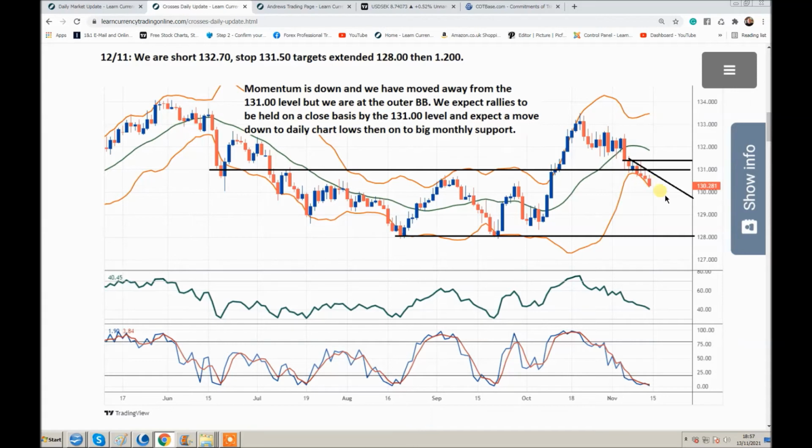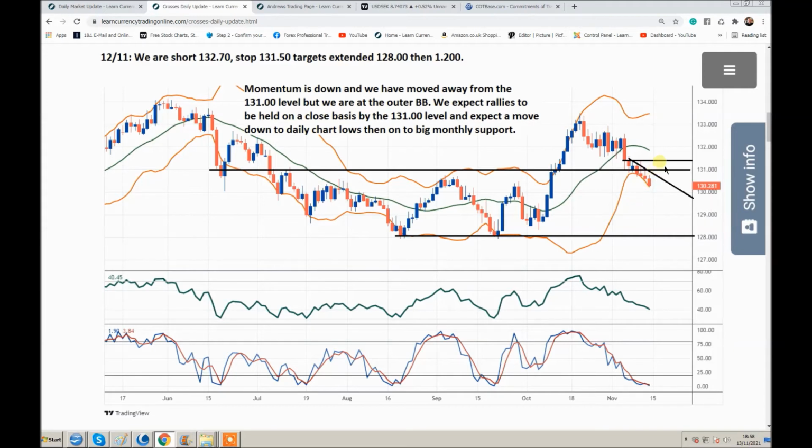And speculators are still very, very heavily long of the euro. So I think that points to a move to 128. In terms of this one, it could be sold back to the 131 level. You can see this red here. That was quite a nice long tail. It's exhaustion. Then we get the next red tail at 131. Can't do it. Then we're down. So 131 should hold.